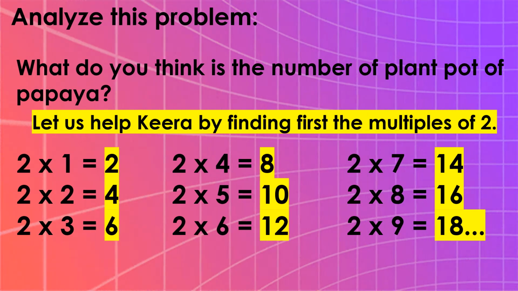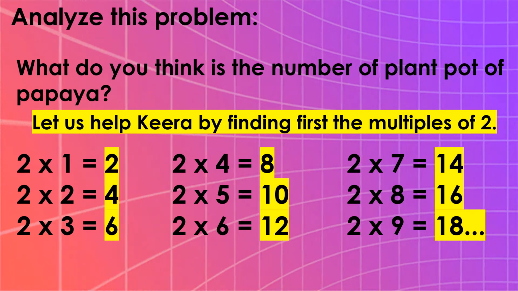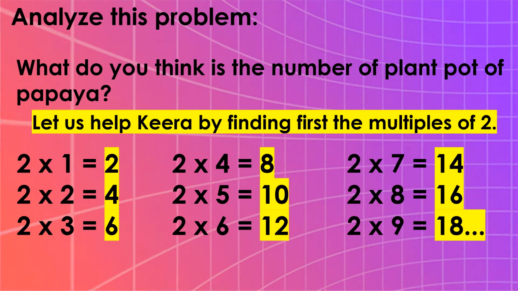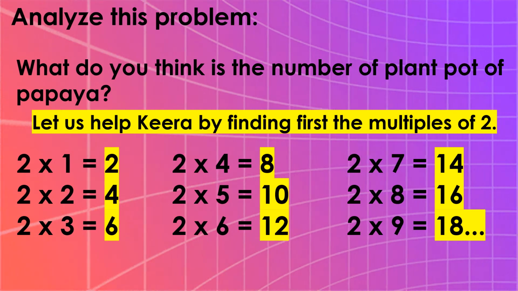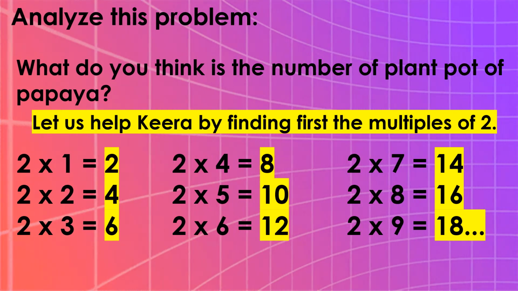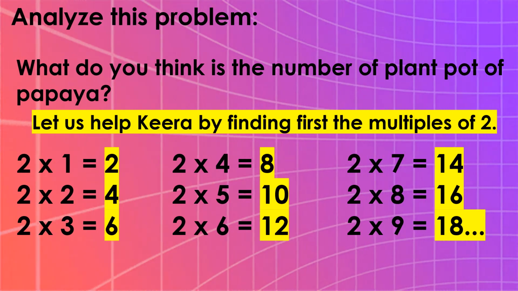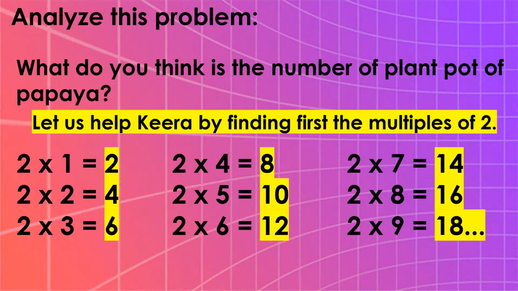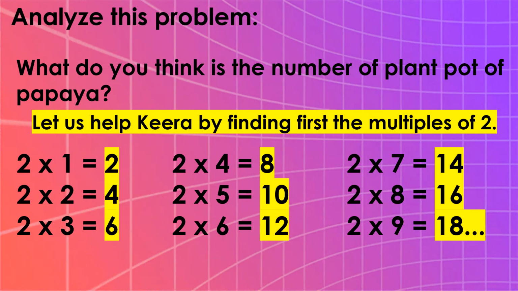So we have here 2 times 1 is 2, 2 times 2 is 4, 2 times 3 is 6, 2 times 4 is 8, 2 times 5 is 10, 2 times 6 is 12, 2 times 7 is 14, 2 times 8 is 16, and 2 times 9 is 18. By skip counting, we have 2, 4, 6, 8, 10, 12, 14, 16, 18, and so on.